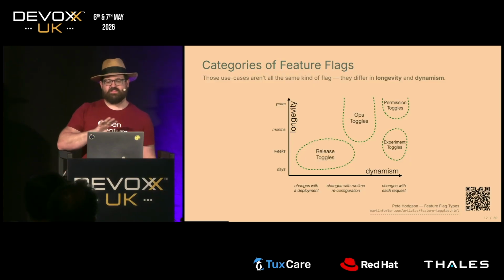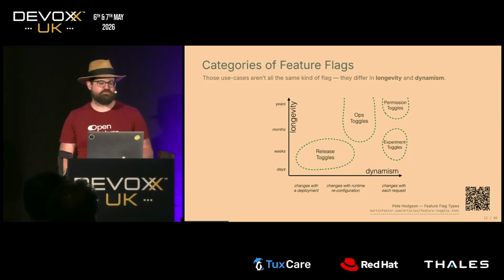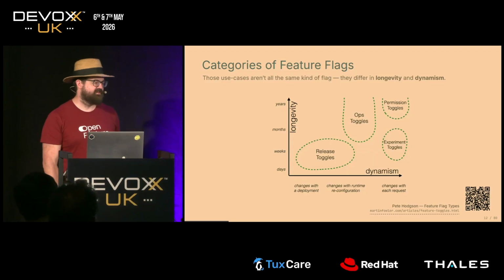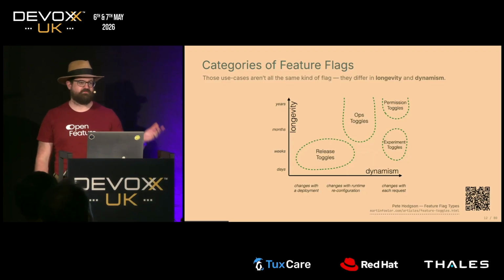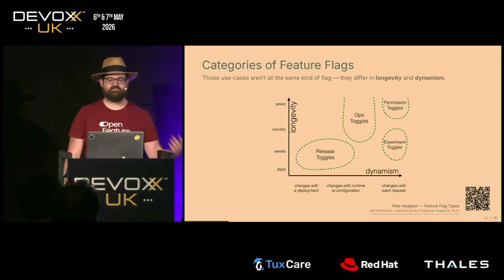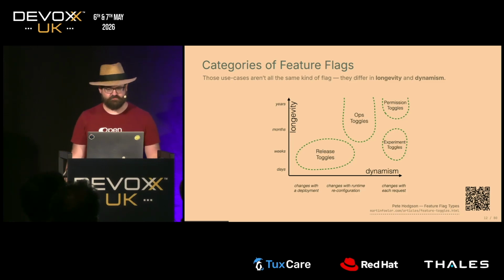And then there are the experiment toggles, which most likely will be only there for a few months, just to evaluate if we can maybe change the conversion rate, if we move the button from the left to the right side and things like that to make the process easier.